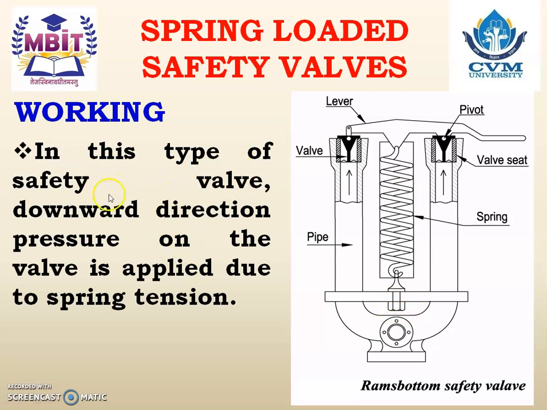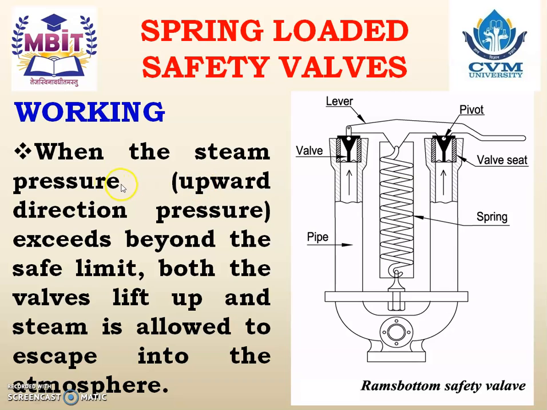So in this type of safety valve, downward direction pressure on the valve is applied due to spring tension. So due to spring tension, downward direction pressure is exerted on valve 1 as well as valve 2. And upward direction pressure is due to steam. So when the steam pressure, that is the upward direction pressure, exceeds beyond the safe limit, both the valves lift up and steam is allowed to escape into the atmosphere.